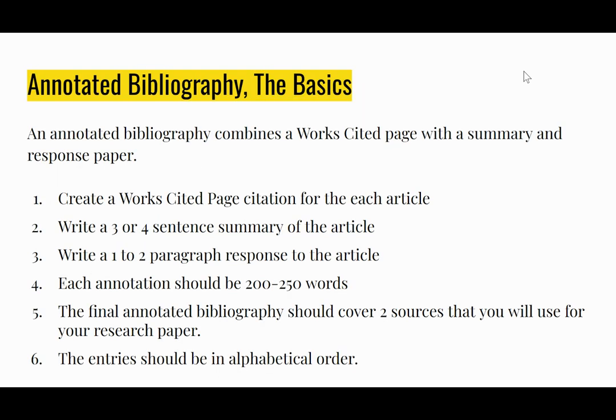The basics of an annotated bib, as I've said before, is it combines a works cited page with a summary and response paper. The works cited page has a citation for each article. If you look down at number 6, quick reminder that entries on a works cited page are in alphabetical order. The entries in the annotated bib should also be in alphabetical order. Write a 3 or 4 sentence summary of the article, and a 1 or 2 paragraph response to the article. Each annotation should be 200 to 250 words, and the annotated bib should cover 2 sources that you will actually use in your research paper.